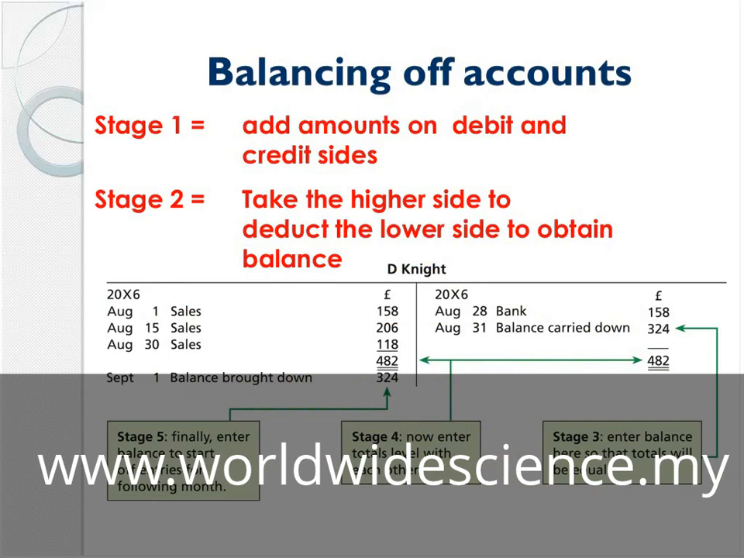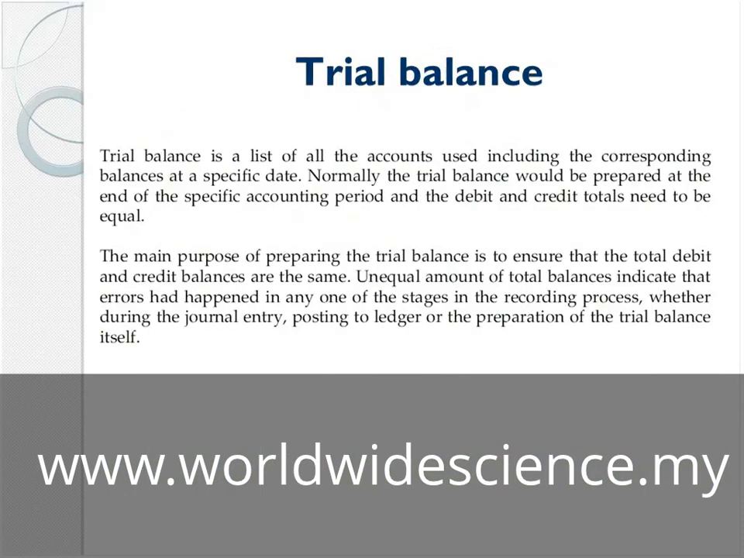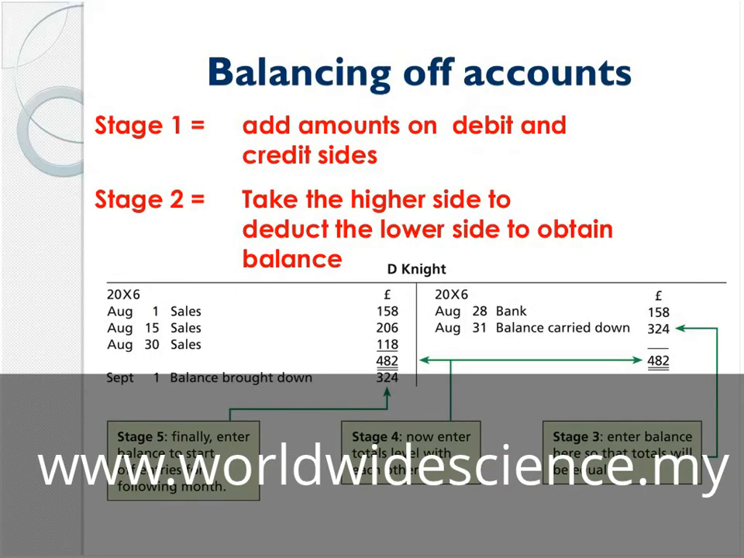So, balancing of accounts. Stage 1. Let's see how we balance the accounts; we have just given the 4 months. In stage 1, we add the amounts on the debit and credit sides. First we add the amounts on the debit and credit side, as we do here.